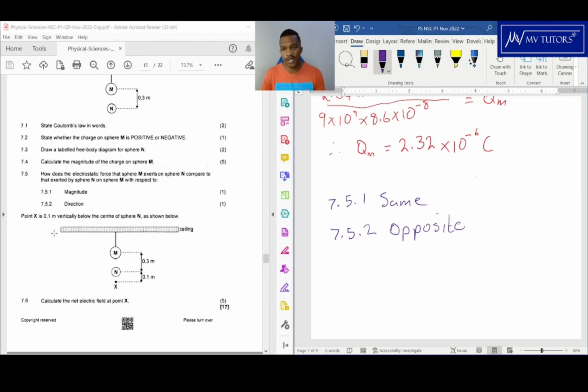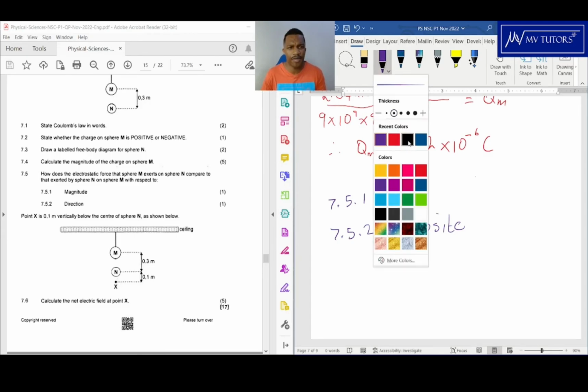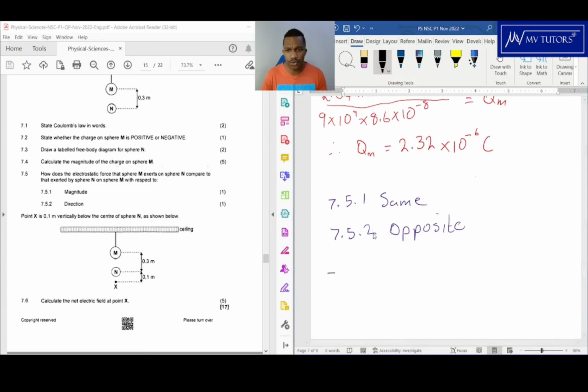Okay, let's look at this last calculation. It says point X is 0.1 meters vertically below the center of sphere N, as shown below. M and N. Okay, we see that. Calculate the net electric field at point X. Now, before we do that, there's something that I'd like to do. I'd like to start with naming a direction. Let's choose up as positive.